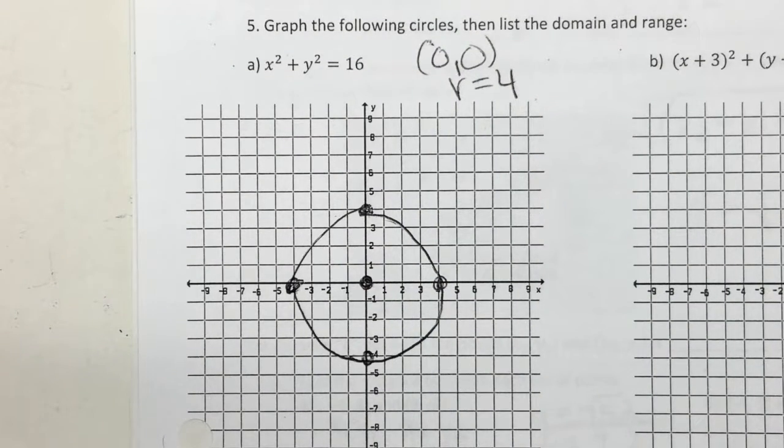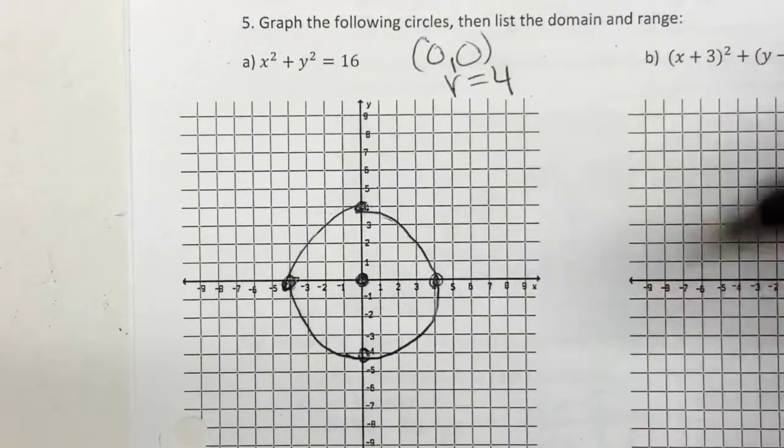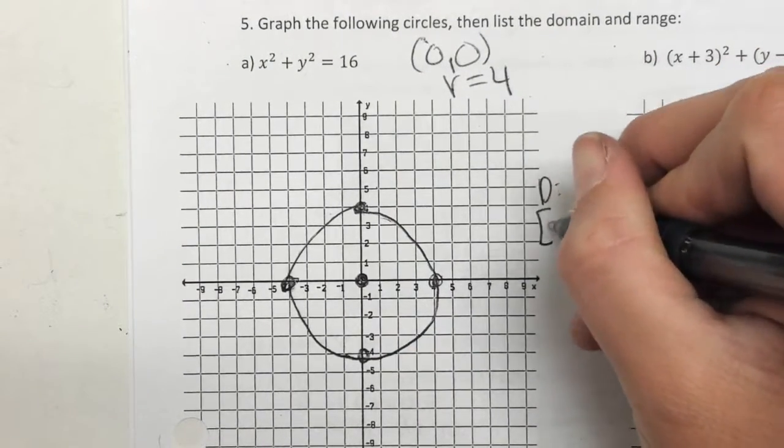Not done though, we got to list domain and range. So domain is talking about which values? X values. Yes. So how wide is your circle? It's from what to what? Negative 4 to 4. So this is how you'd write it: negative 4 to 4.